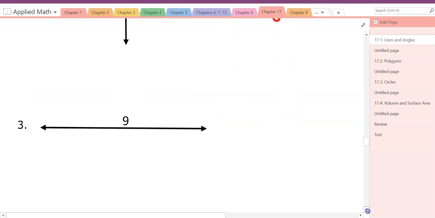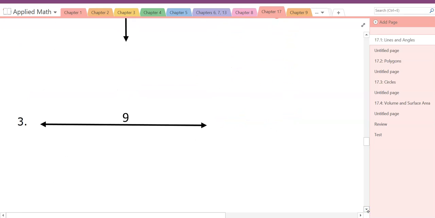How about number 3? What kind of angle would this be? 180, which we called it what? Straight. Because it looks like a line.